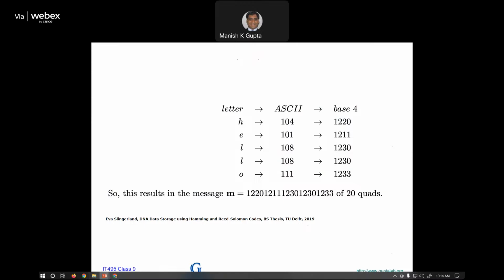So how is hello converted? Hello, you have the ASCII value, and then the ASCII values are converted into base 4. So hello will result in this kind of string. The total size is 20 quarts, meaning over Z4, right? So a string of length 20 has been obtained from hello.